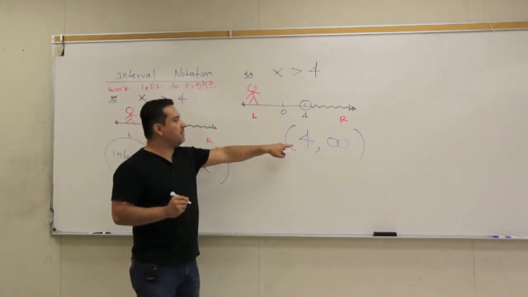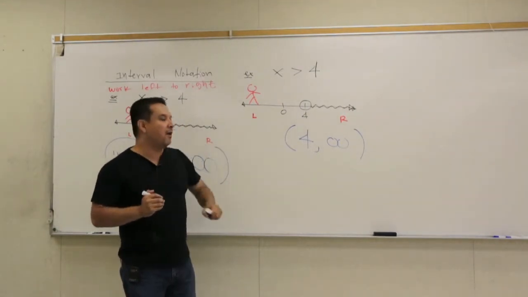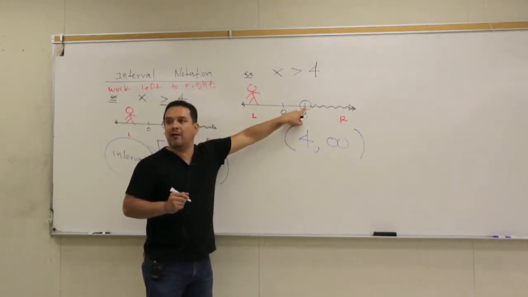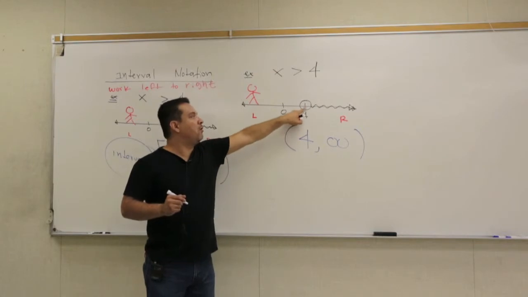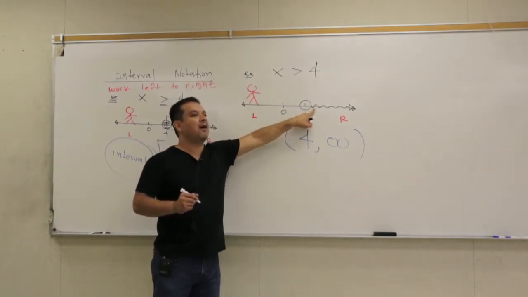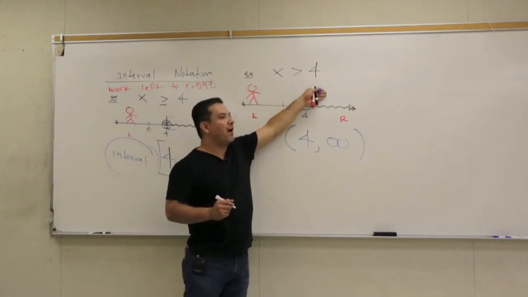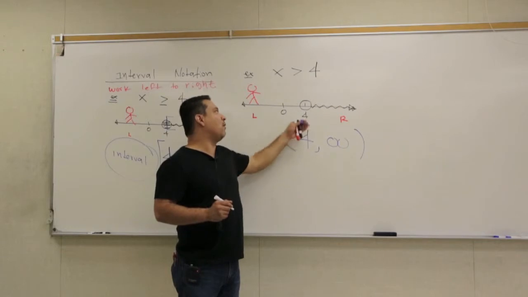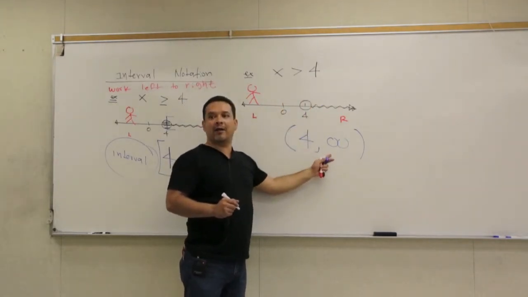So what this means to the reader is that something special is happening around 4. What is that special thing? Well, don't include the 4, but include the numbers that come slightly after. So as you're walking on the real number line, your feet do not get wet at 4. They start to get wet slightly after 4, and it never ends.